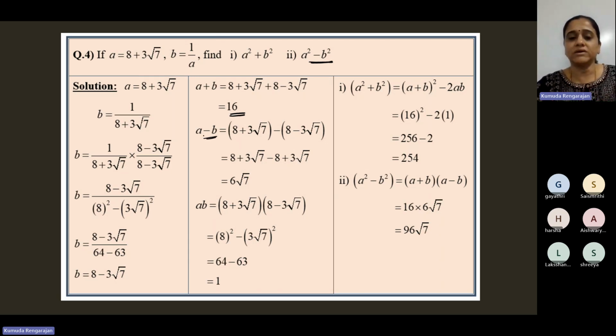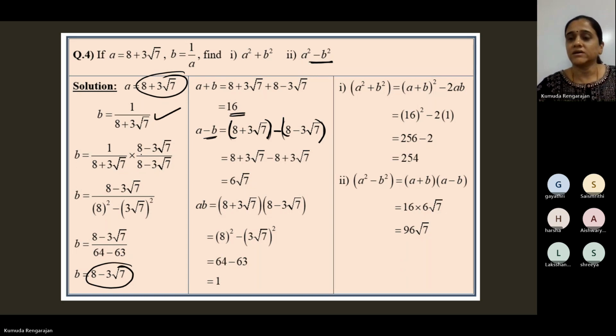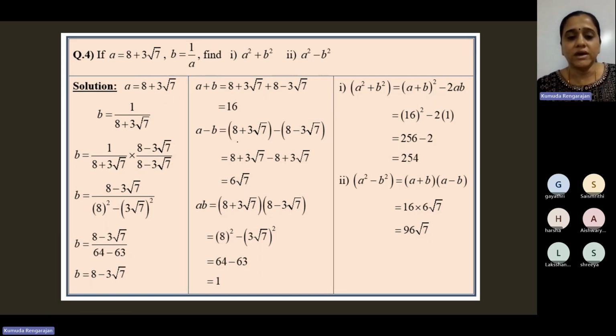What is A minus B? This is A, and this is B. Take the ones with the rational denominator. Don't take this one for B. You'll have to use this. So A is given to us here in the question, A minus B.